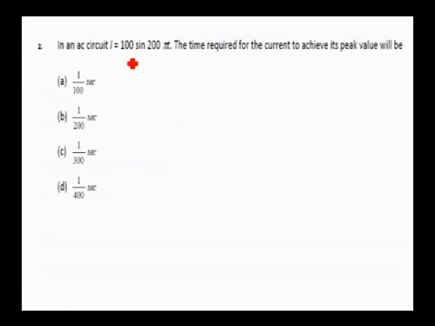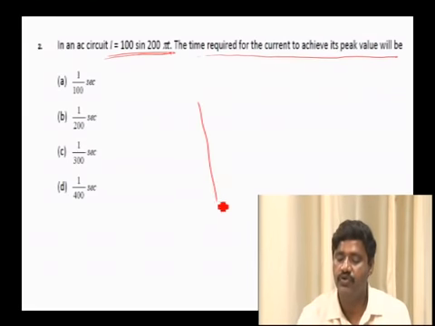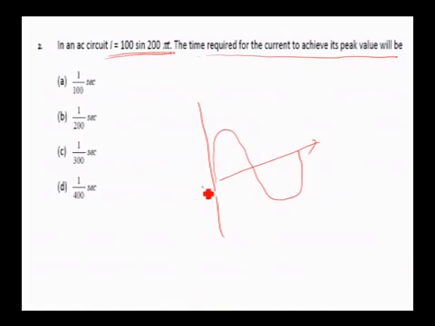Next, in an AC circuit, we have 100 sin 200 pi t. The time required for the current to achieve its peak value: if I plot a graph like this, this is the variation of current. 0, the peak value will be at T by 4, T by 2, this is 3T by 4, and this is equal to T. At what time does it reach the peak value? T by 4.